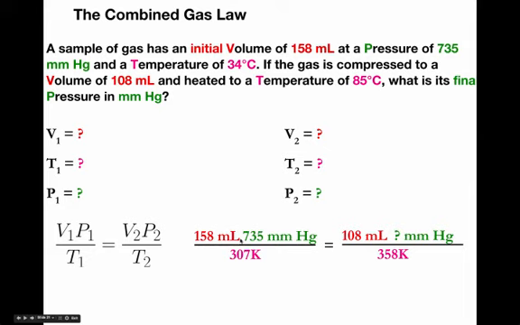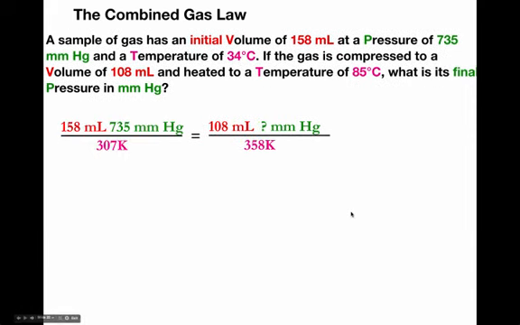This is V1, this is P1, this is T1, that's the temperature in Kelvin, after we converted this to Kelvin, is equal to V2 times P2, and we don't know what this is, so I put a question mark here, divided by T2, and this is just converting 85 degrees Celsius to Kelvin. And so all we really need to do now is cross multiply and divide to figure out what this question mark here is on the right.